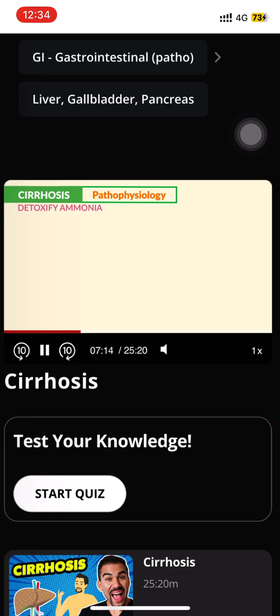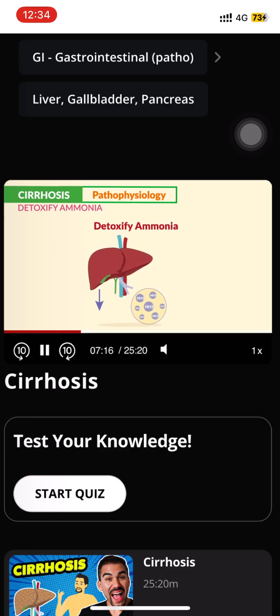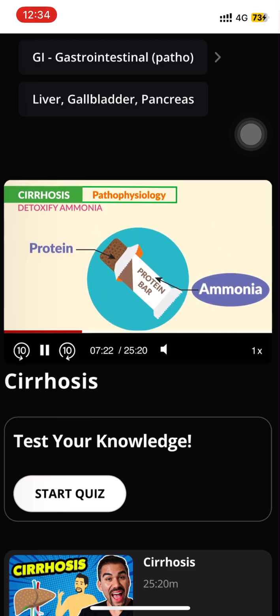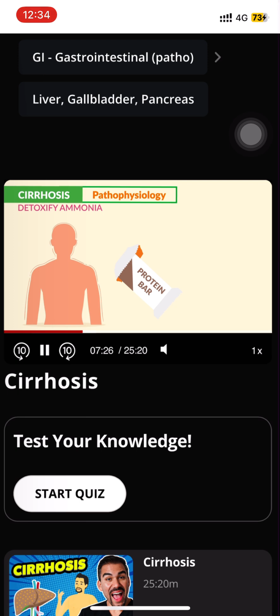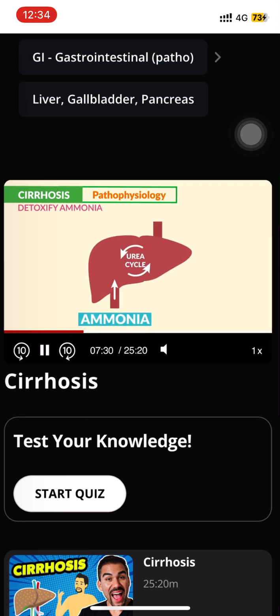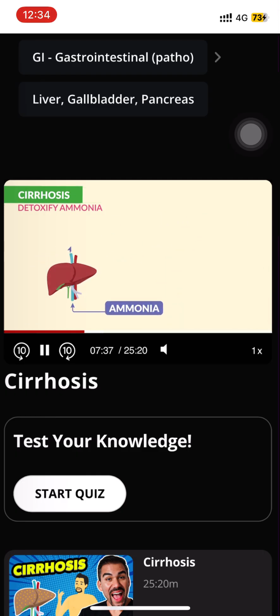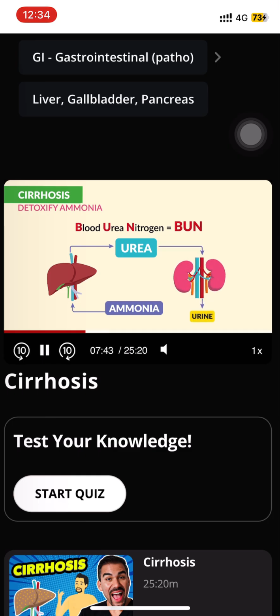Okay, now the second role of the liver is to detoxify ammonia, which is a byproduct of protein metabolism. So just think of ammonia as a protein wrapper. It's trash. The body will absorb the protein and trash the waste, the ammonia. So the liver converts ammonia into urea, pushing it into the blood as urea, coming out as blood urea nitrogen when we measure BUN. And then it's excreted by the kidneys as urine.